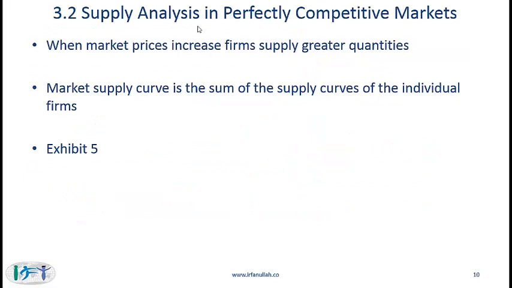Now we move to supply analysis, and we are still talking about perfectly competitive markets. When market prices increase, firms supply greater quantities. So this should be rather obvious. Another obvious remark is that the market supply is the sum of the supply curves of the individual firms. And Exhibit 5 in the curriculum illustrates this.